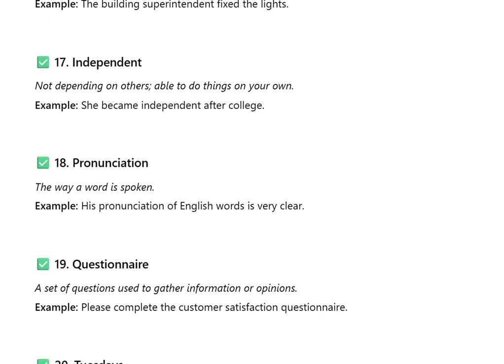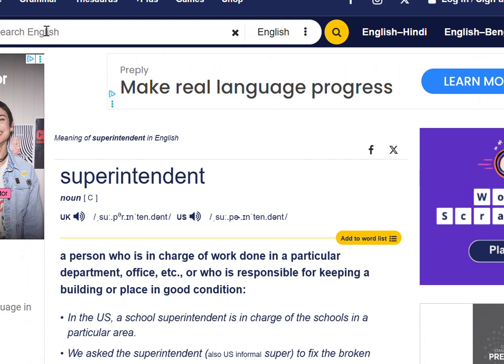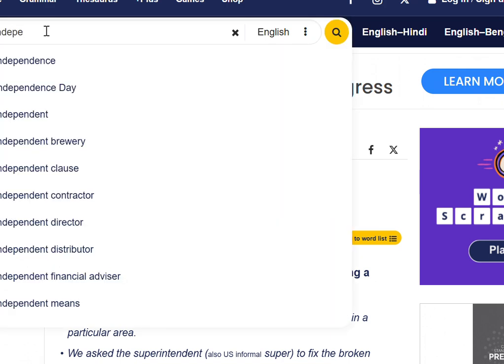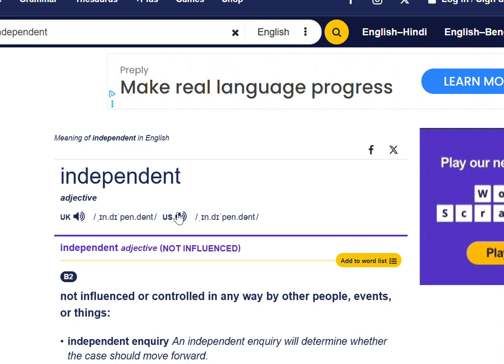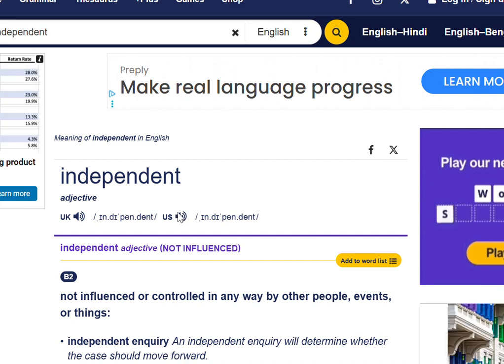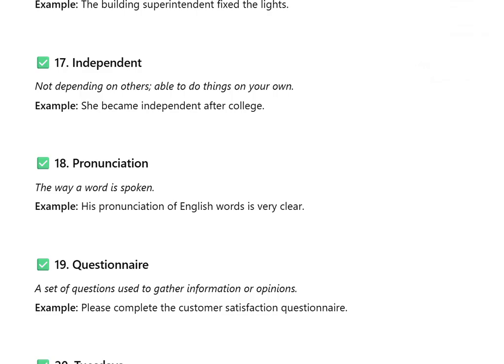Good. The next word is independent. Independent is the word like, you don't depend on anyone. If you are independent, you always want to do things on your own. You don't want to depend on someone. When it comes to pronunciation, please make sure you stress the right syllable. Independent. Okay? Not depending on others, able to do things on your own.